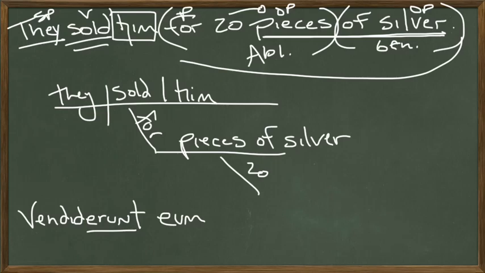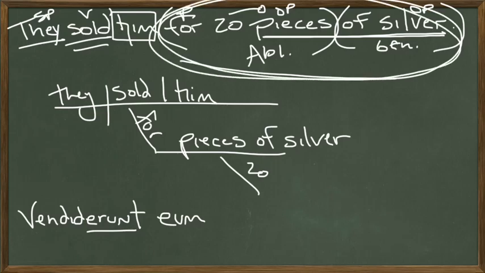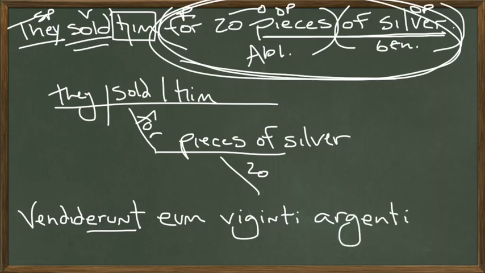Now this whole thing here is going into the ablative case. Alright, so we'll go with the 20 first. So, viginti. Viginti, and then pieces of silver. We'll just treat this as silver. So we're just going to write argentum. But we're going to make it plural. Plural ablative, argentis. Vendiderunt eum viginti argentis.